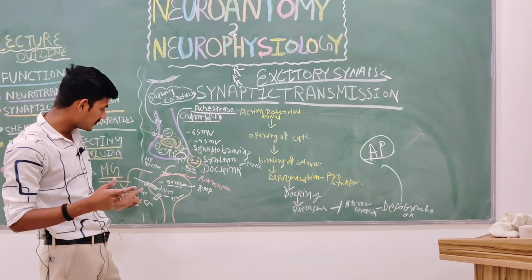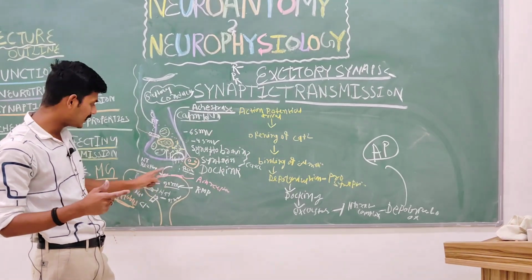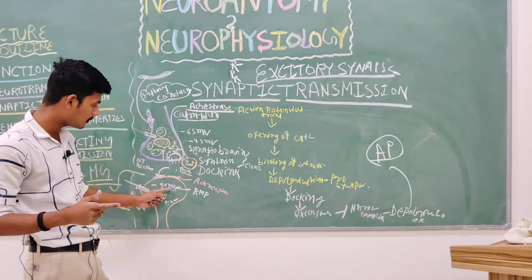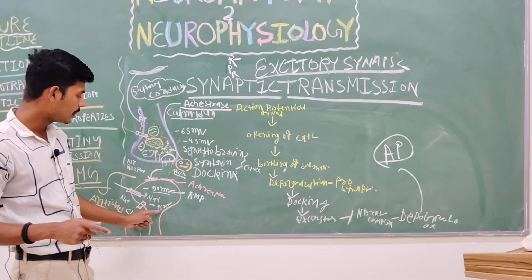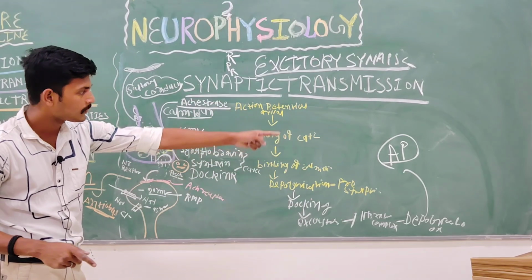By this there is activation of the sodium channel in the postsynaptic membrane. The charge will increase from the resting membrane potential of minus 90 millivolt to minus 45 millivolt. And there will be a further transfer of the action potential.